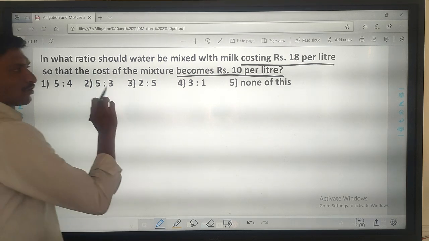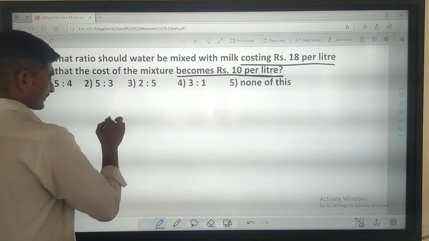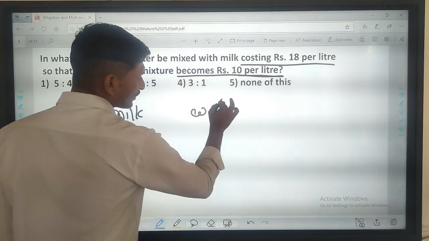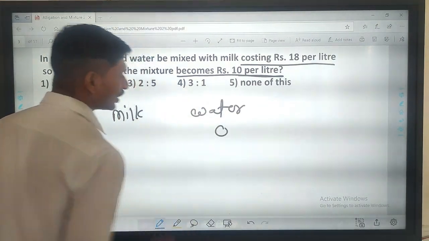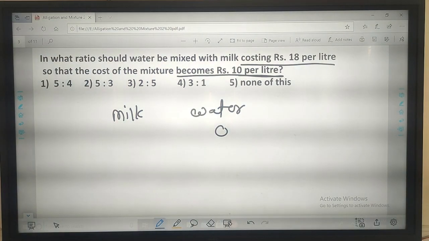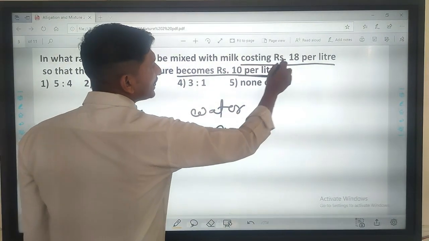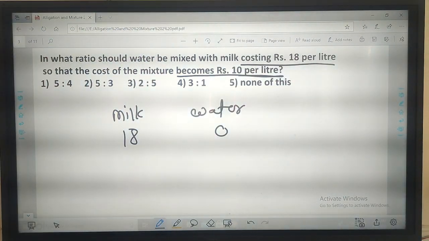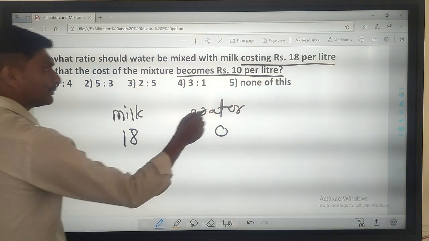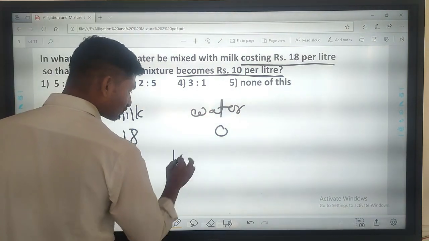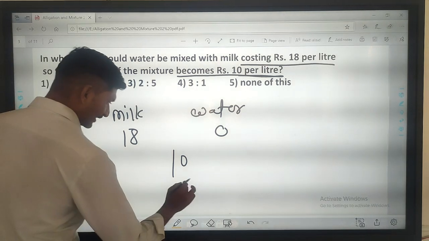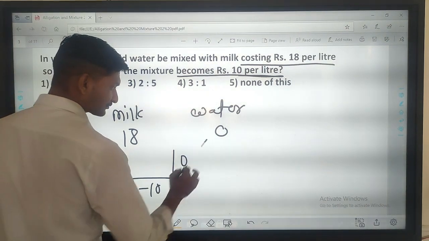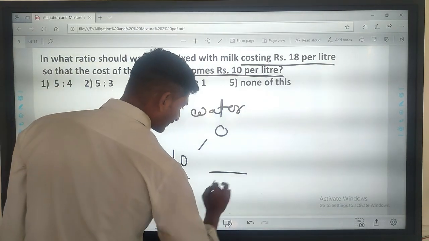Here we mix milk and water. The cost price of water is always 0, and the cost price of the milk that will be mixed is 18 rupees per liter. Then these two will be mixed, and the mixture will be sold at 10 rupees per liter. Now here we write the subtraction of these two.